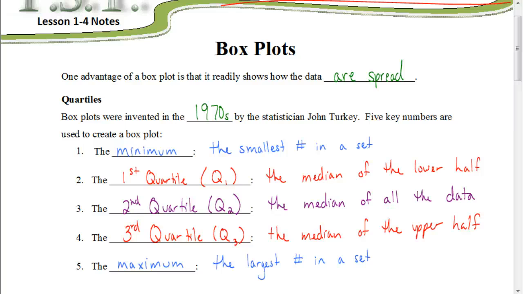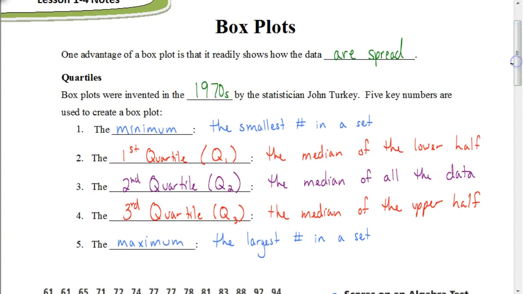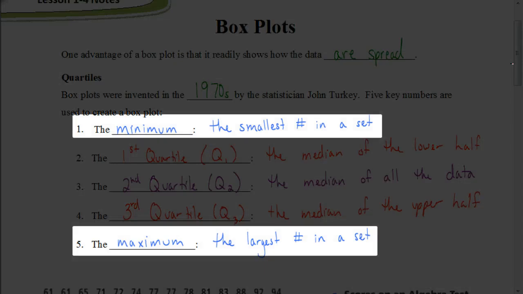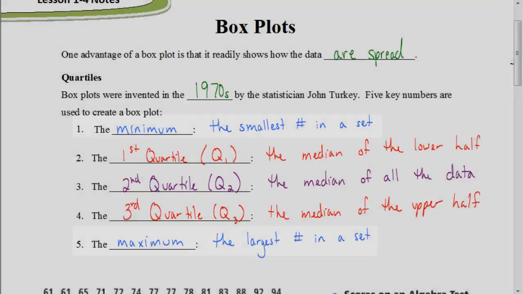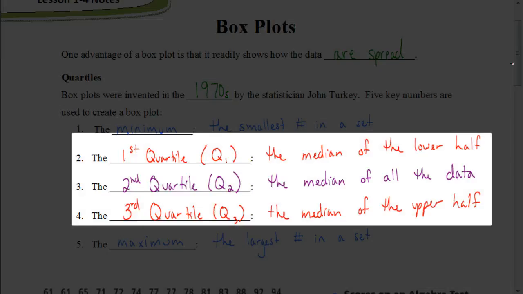But there are 5 key numbers that we need to use when we're trying to create a box plot. The first key numbers are going to be the minimum and the maximum. The minimum, obviously, is the smallest number in a set, and the maximum is going to be the largest number in a set. And then we're going to have what are called the different quartiles. We're going to have the first quartile, the second quartile, and the third quartile.